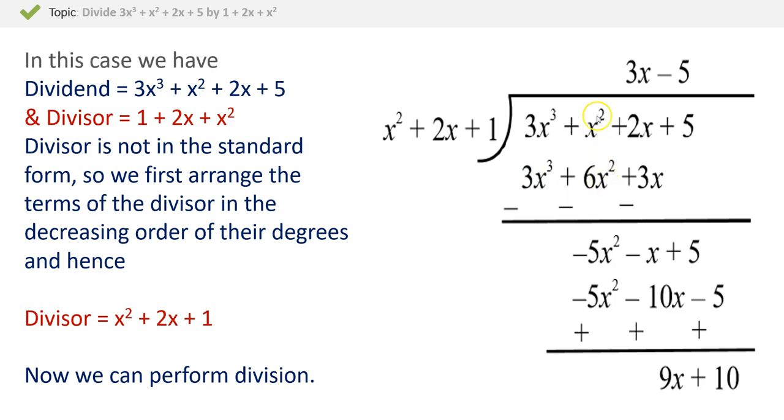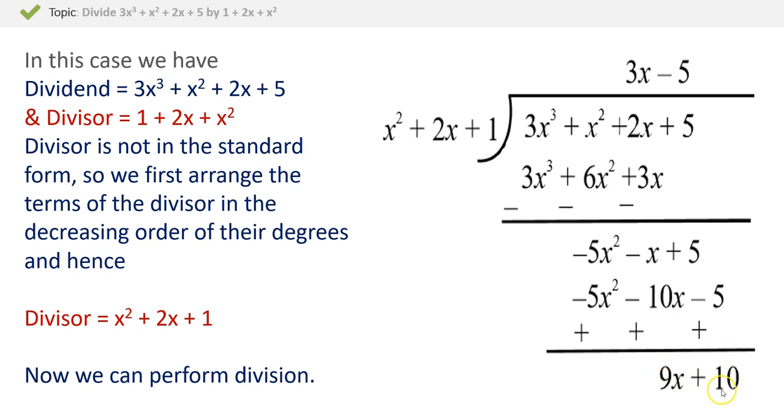When I cancel this by subtraction, these two terms get cancelled, and x squared minus 6x squared will give you minus 5x squared, and 2x minus 3x will give you minus x, and I will bring 5 down. Now I have to cancel this minus 5x squared minus x plus 5. To do this, I'm going to multiply by minus 5, and I'll get minus 5x squared minus 10x minus 5. When we cancel it, minus 5x squared and minus 5x squared get cancelled, and this will give me plus 9x, and I'm also going to get 10.